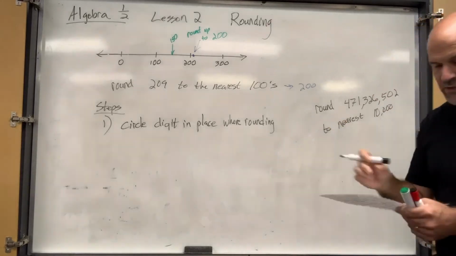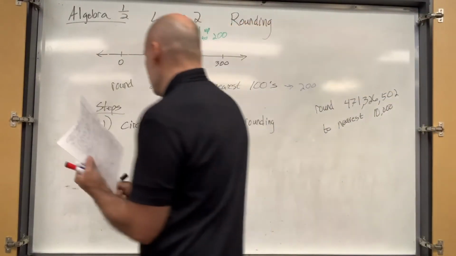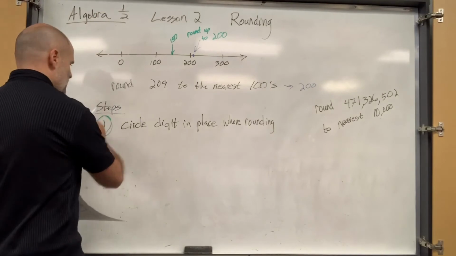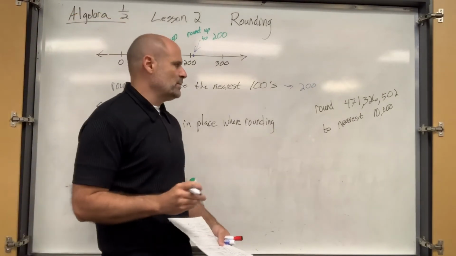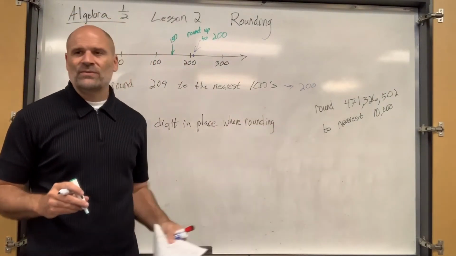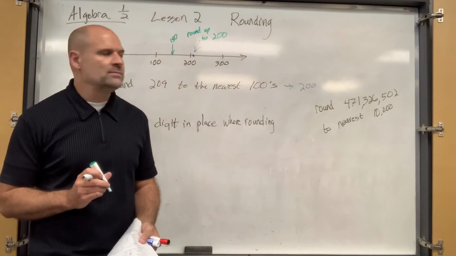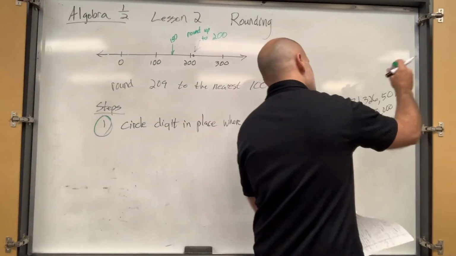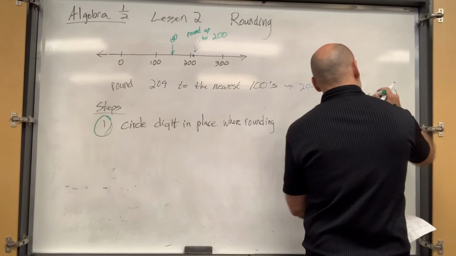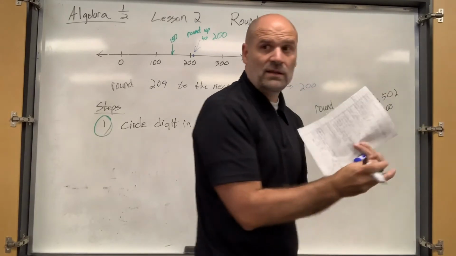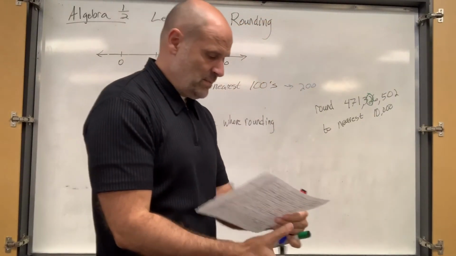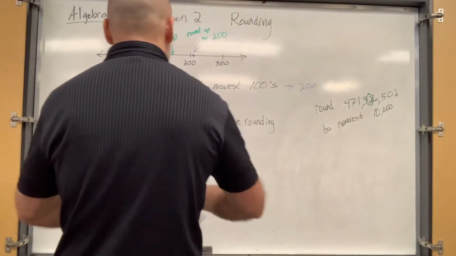Okay? So first step is the green step. Circle the digit in the place where we're rounding. So which digit is in the 10,000 place? 2. This 2 right here. So here's what I'm going to circle. Okay? So far so good? All right. And some of you already know the answer, but we're going to go through these steps.